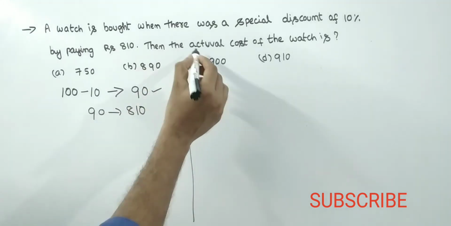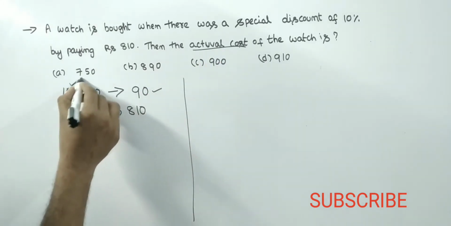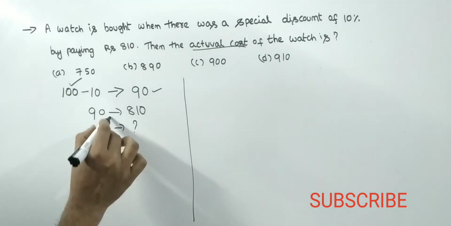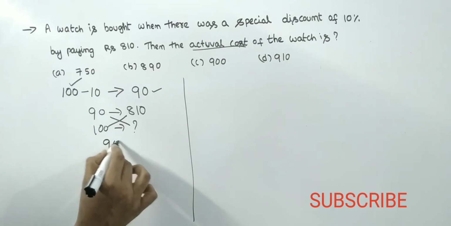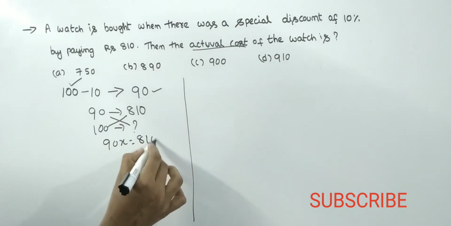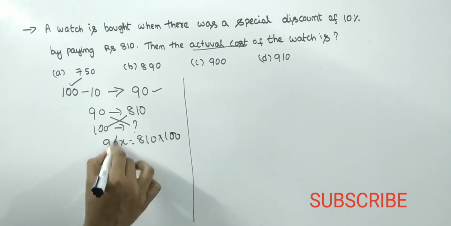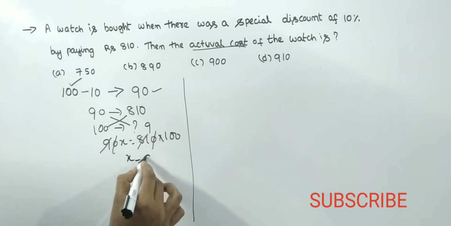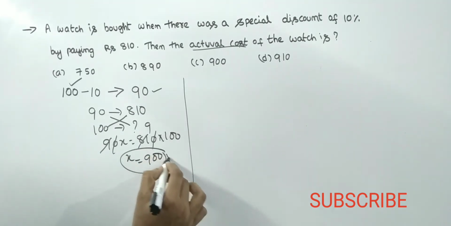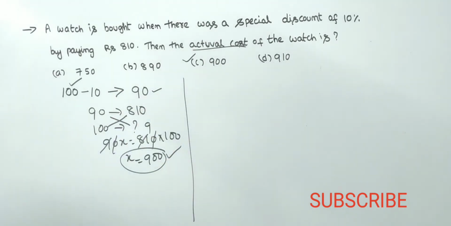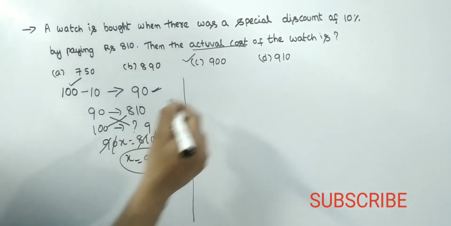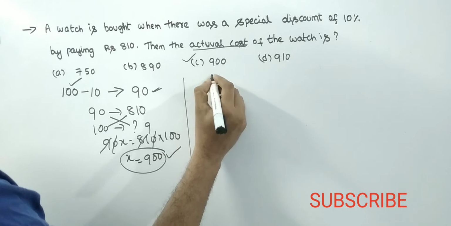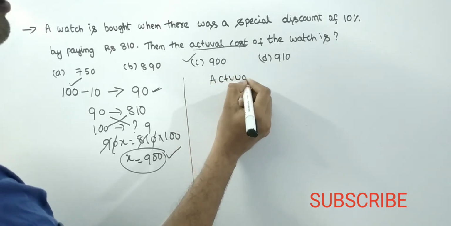But what is he asking? The actual cost price. Then the actual cost price is 100%. Then 100%, how much? Go for cross multiplication. 90X equals 810 into 100. Zero, zero cancel, 9 nines are 81. Then X equals 900. See friends, nothing more is there. This is a shortcut.